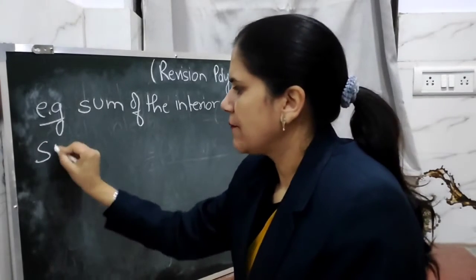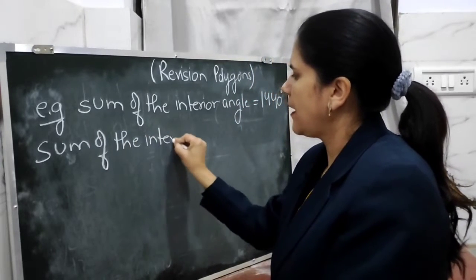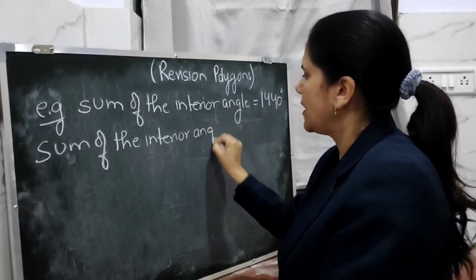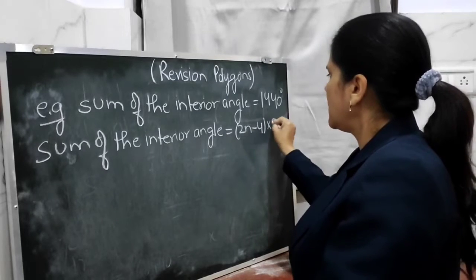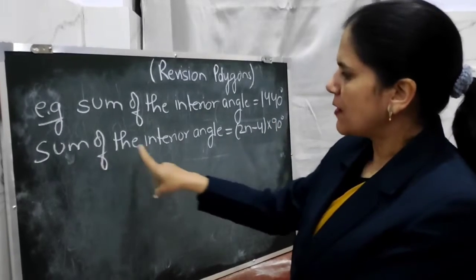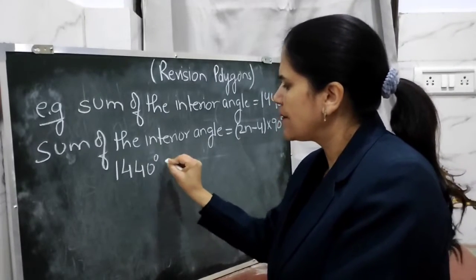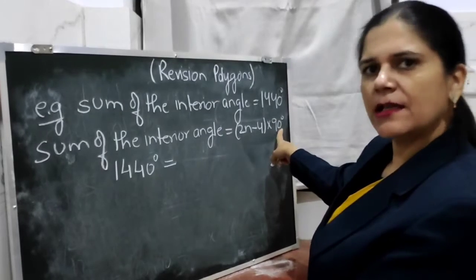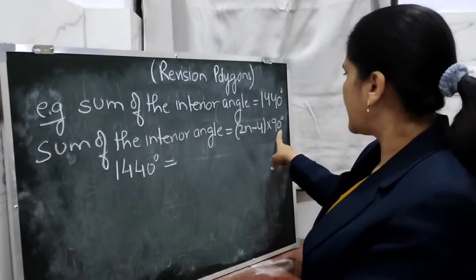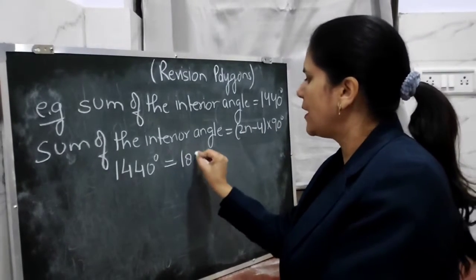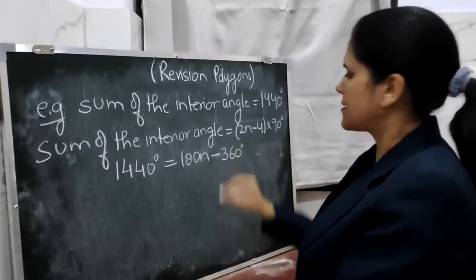We will first use the formula for the sum of the interior angles. The formula says (2n minus 4) into 90 degree. Substitute the value of the sum of the interior angles here: 1440 degree is equal to, this 90 is written outside the bracket, multiply this 90 to both the numbers. 90 into 2n will give you 180n, and 90 into 4 means 360 degree.